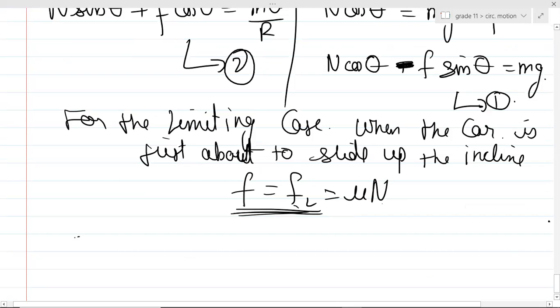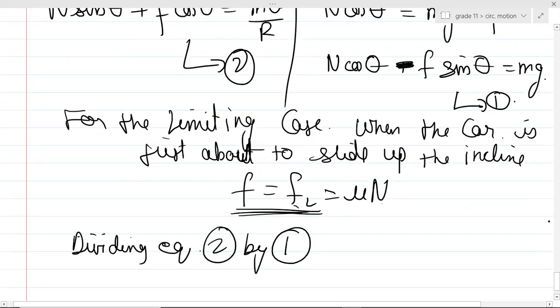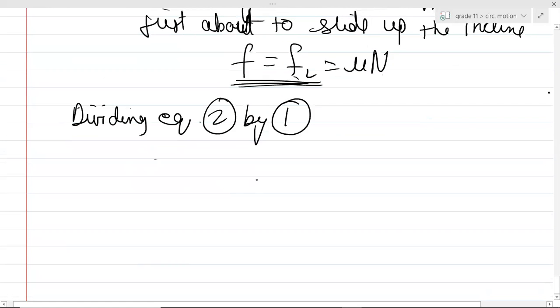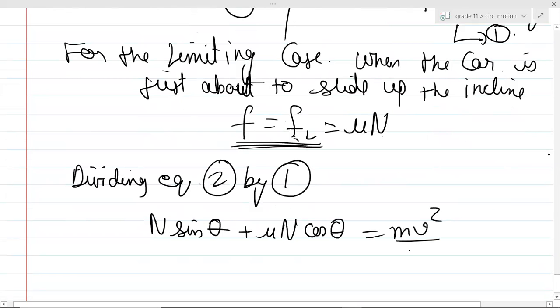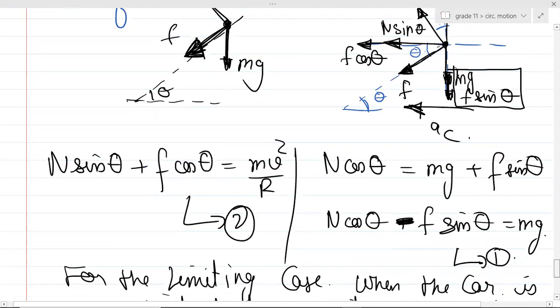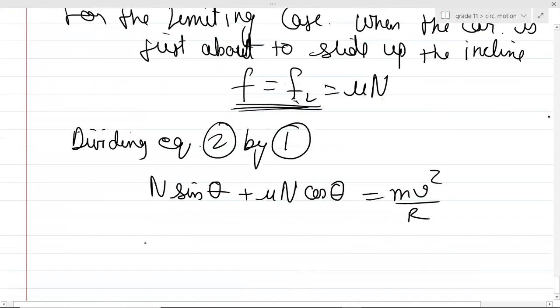So dividing equation 2 by equation 1, will I get like this? Can you see this equation 2 is N sin theta plus F cos theta? So N sin theta plus, in place of F, FL, and FL is equal to mu N. So mu N cos theta should be equal to mv square by r. And the second equation is N cos theta minus mu N sin theta is equal to mg.